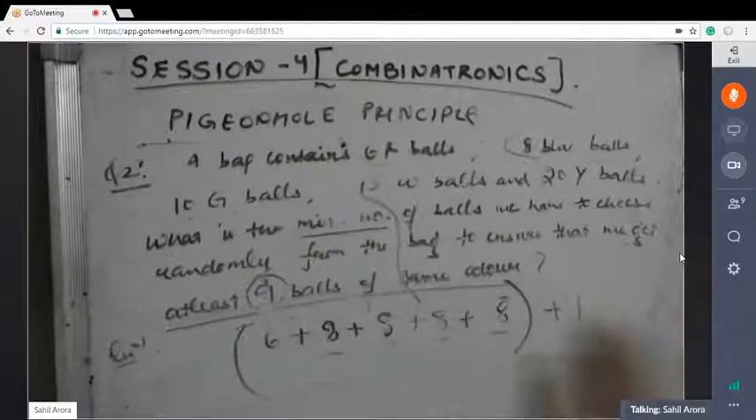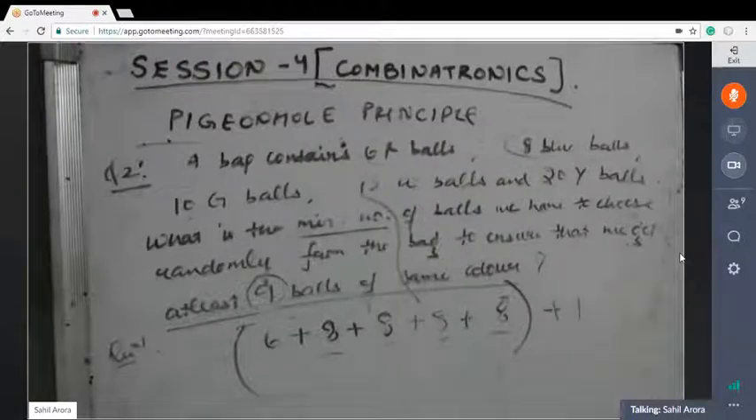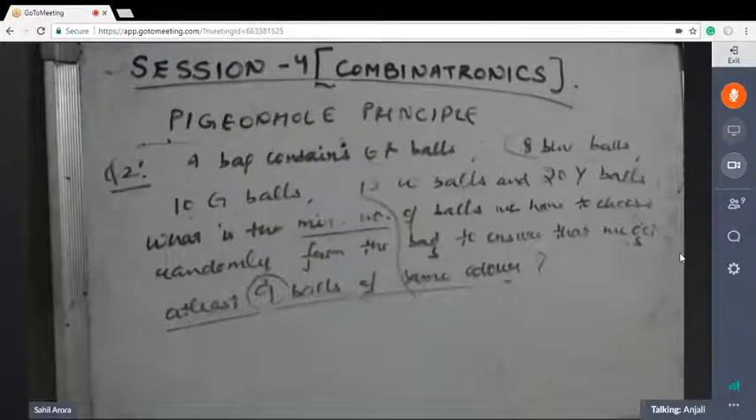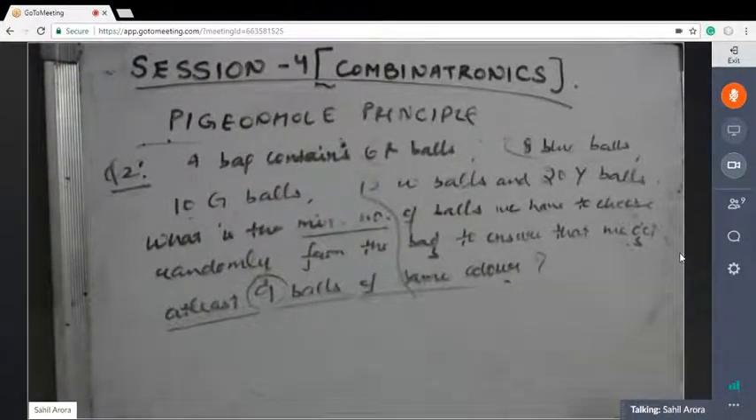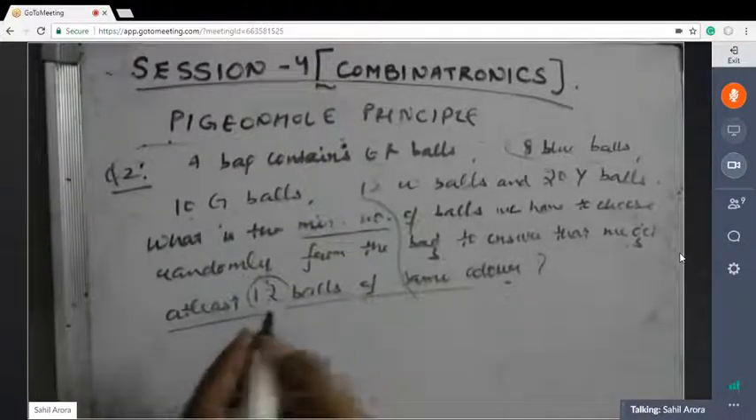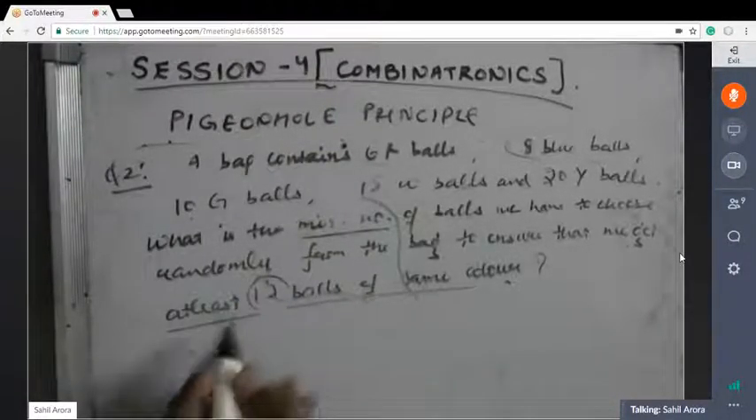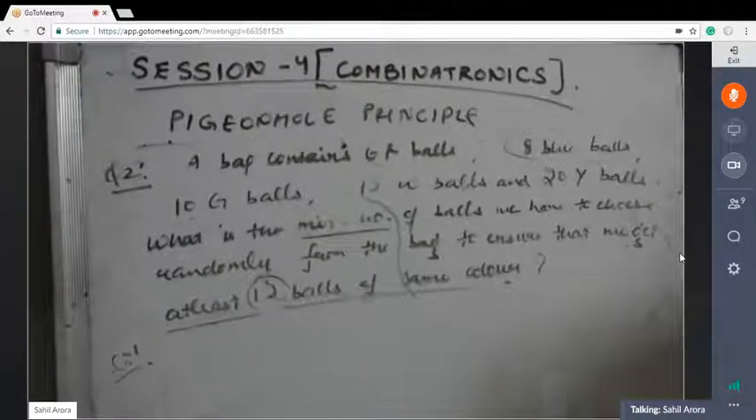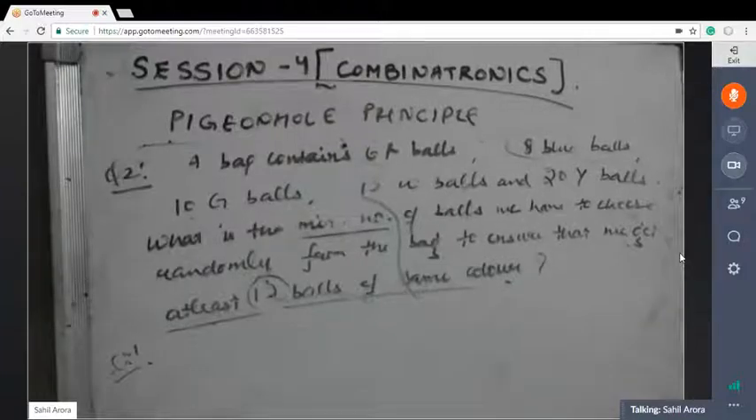Let's modify this question a little bit and practice one more question on this. Now let's say we want to get at least 12. Every question is the same. Now I want at least 12 balls. Now anybody can try and tell me the approach of solving this.